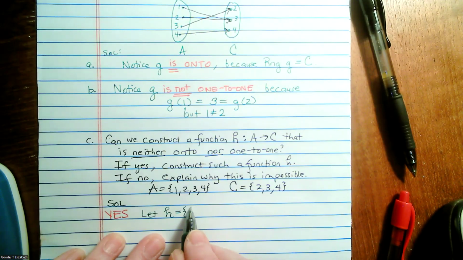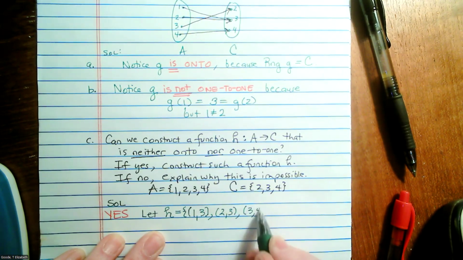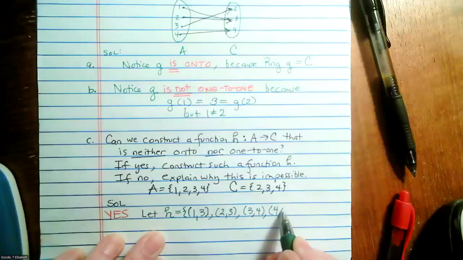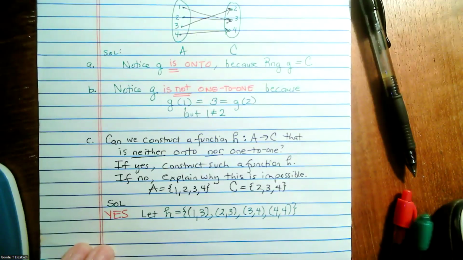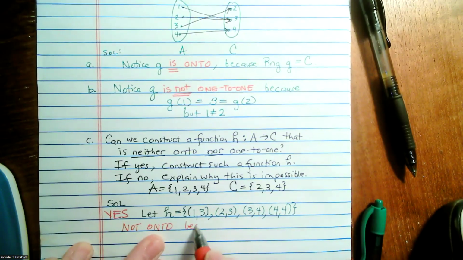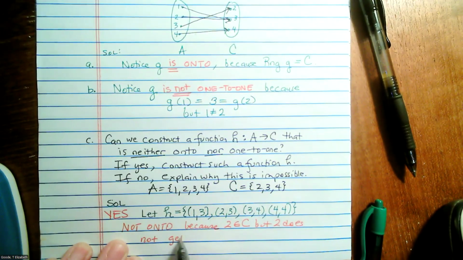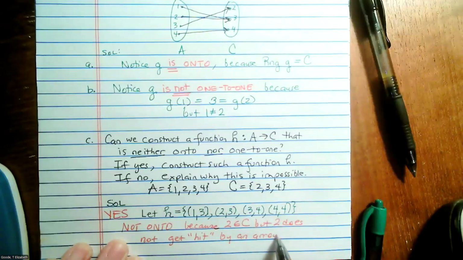You could go 1 to 3, 2 to 3, and then 3 to 4, 4 to 4. That's right. It's definitely not onto because 2 is an element of C, but 2 does not get hit by an arrow, right? And it's not one-to-one either, right?